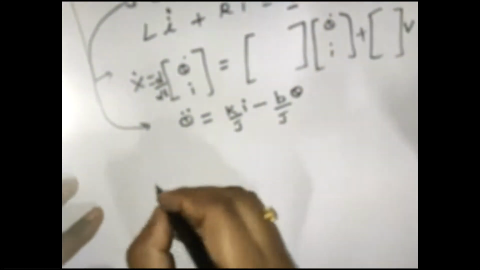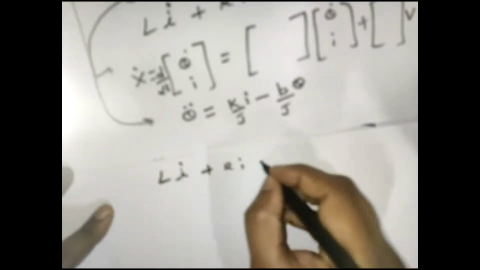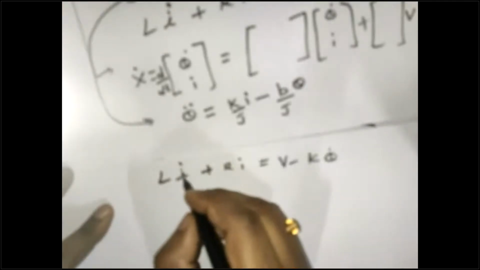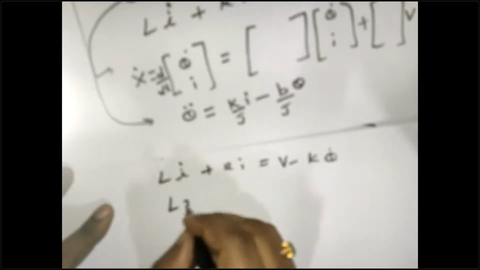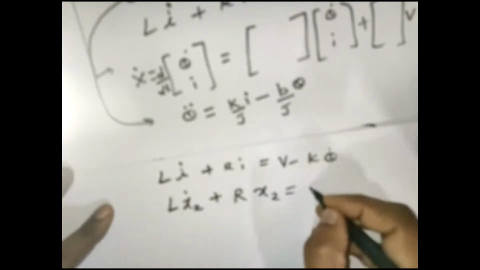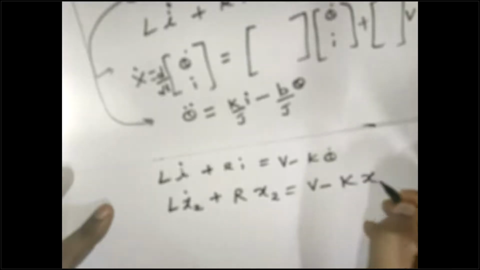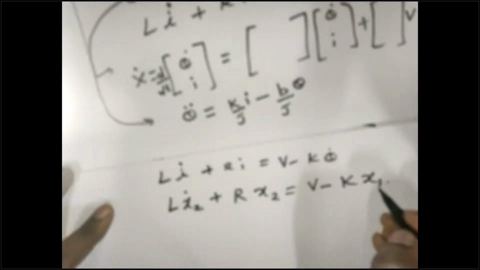The other expression I can say here is the current expression: L I dot plus R I equal to V minus K into theta dot. So what is this I? I is my x2. So this is going to be L x2 dot plus R into x2 equal to V minus K into x1. Why am I saying x1? Because x1 is nothing but my theta dot.